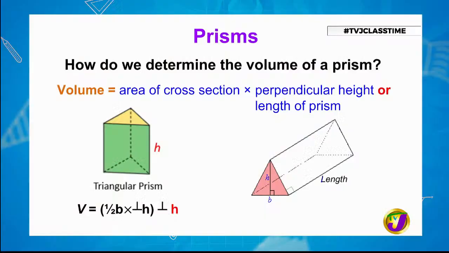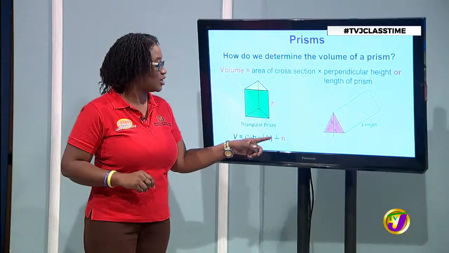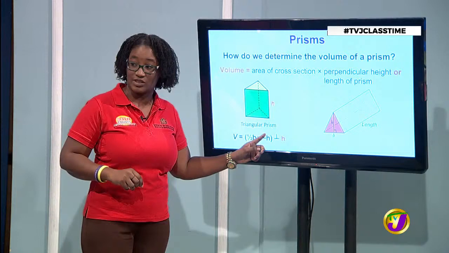So we talked about the triangular prism and the fact that the cross-section is in the shape of a triangle. To find its area, it's half base multiplied by its perpendicular height. Note that this height is the height of the triangle. Now to find the volume of this prism, we're going to have to multiply that result by the perpendicular height, which is the height of the prism.